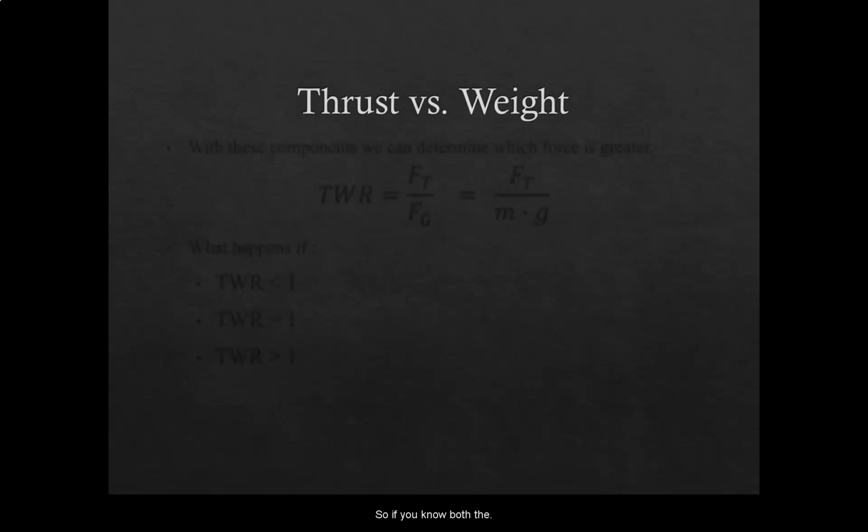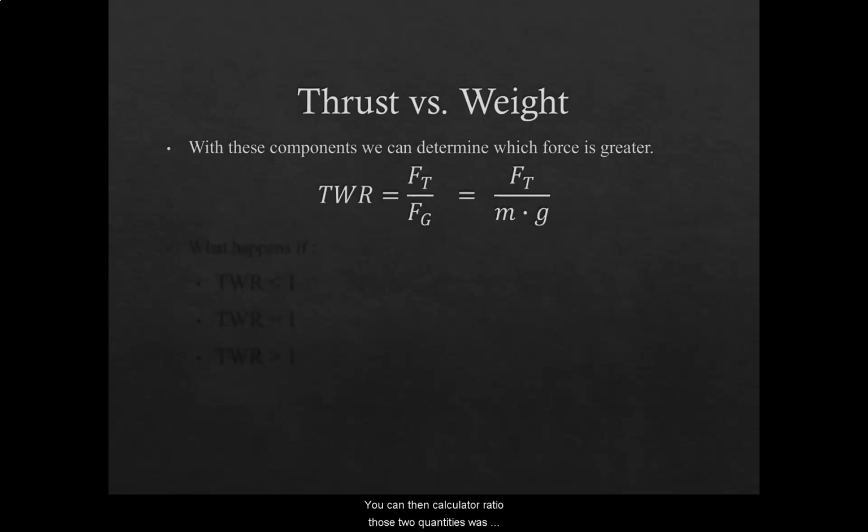So if you know both the thrust and the weight of your rocket, you can then calculate a ratio of those two quantities, what's known as the thrust to weight ratio, or TWR. Basically, it's very simple. The numerator is the thrust force in newtons. The denominator is the weight force in newtons. So that's simply your thrust divided by the mass times g. And the ratio will have one of 3 ranges of values.